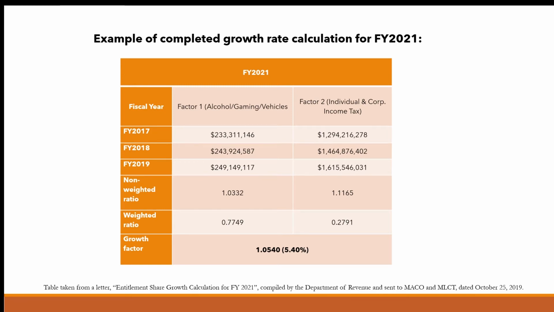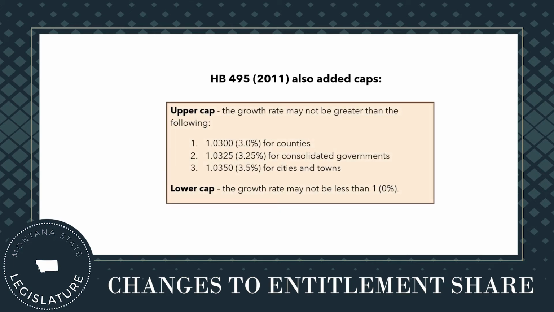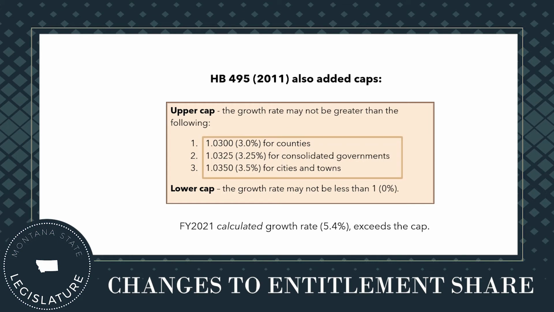Now here it's also good to note that House Bill 495 also added caps to the growth rate. An upper cap means that counties, consolidated governments, and cities cannot grow above a certain percentage, but it also added a lower cap, meaning that a local government could never grow negatively. Now, if we go back to the 2021 example, the calculated growth rate was 5.4%. It exceeds the cap that are highlighted there. So for 2021, counties, consolidated governments, and cities and towns will receive a 3%, 3.25%, or 3.5%, respectively.